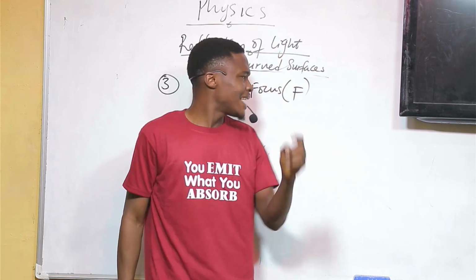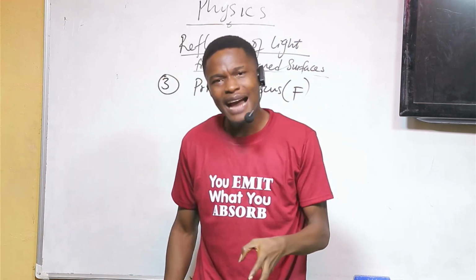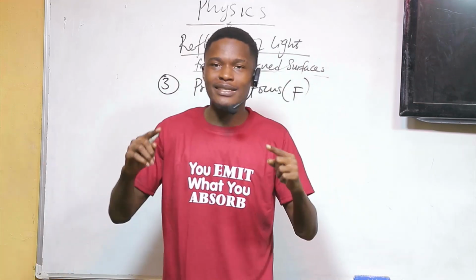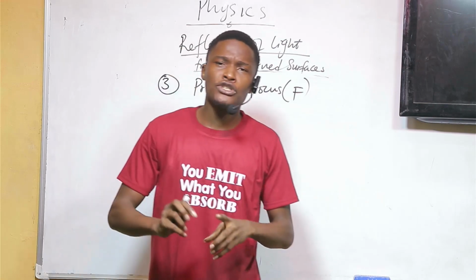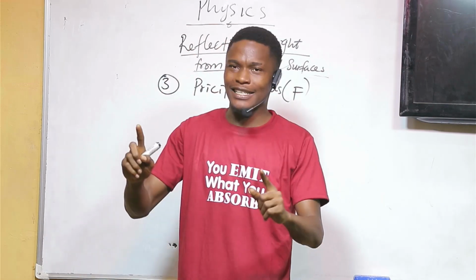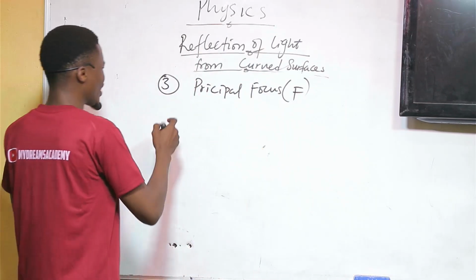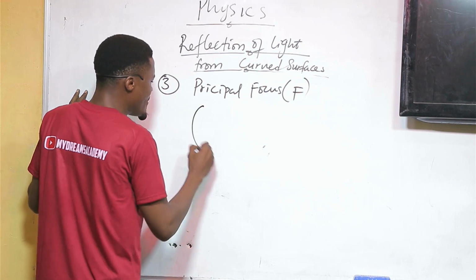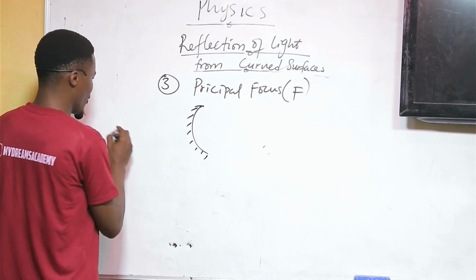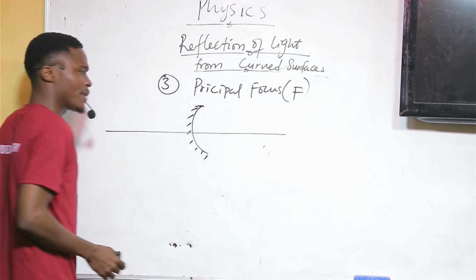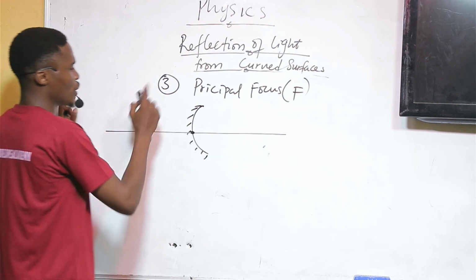Let me go again. I said that the principal focus is a point on the principal axis where all rays close and parallel to the principal axis converge or appear to converge after reflection from the mirror. Let me show you what that is talking about. If I have a mirror now, this type of mirror is a concave mirror. What did we say we call this line? Principal axis. What did we say we call this dot? Pole.